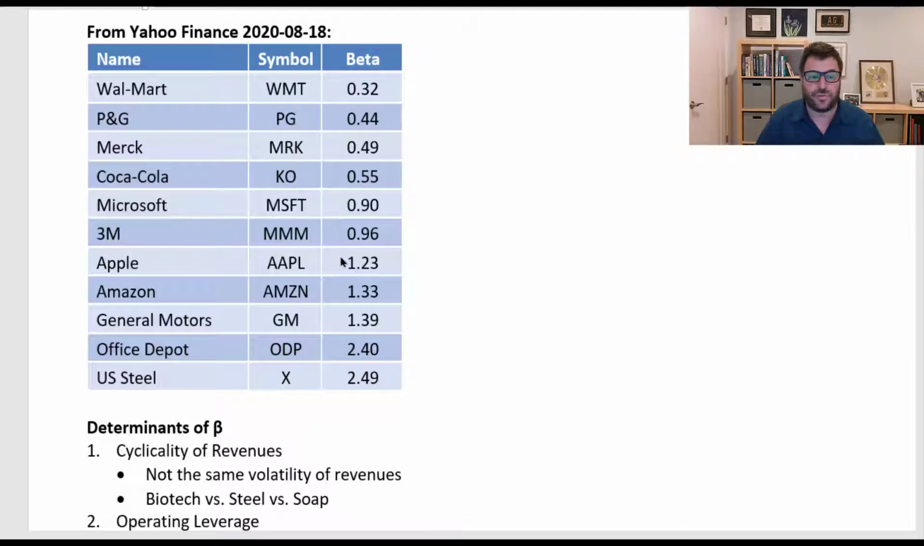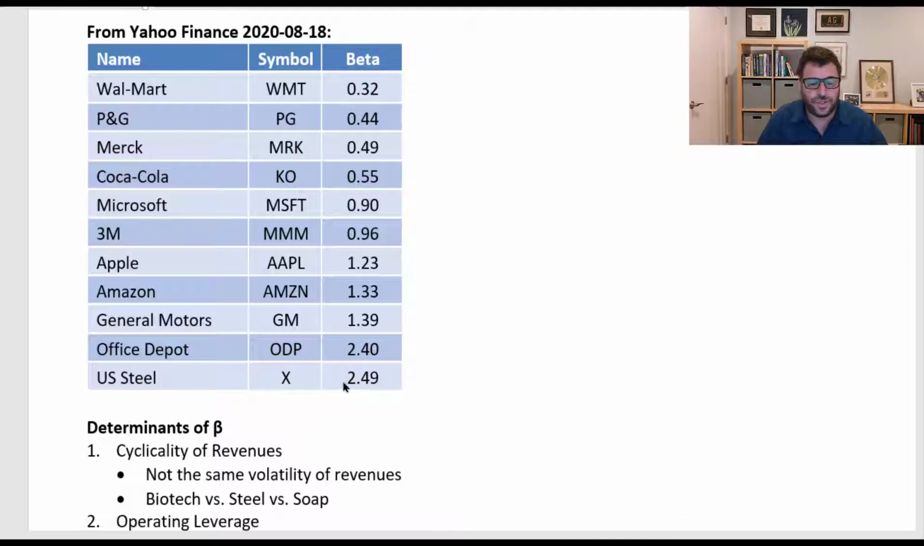Coca-Cola, Microsoft, 3M, Apple. Here's Amazon with a higher beta than Walmart. Here's Office Depot and US Steel. Office Depot, obviously, when the economy is expanding and businesses are growing, they're buying more office furniture, and then US Steel.